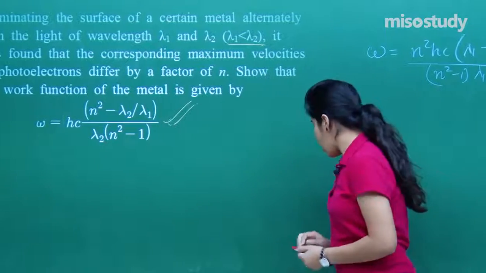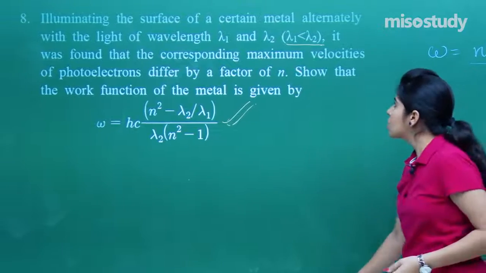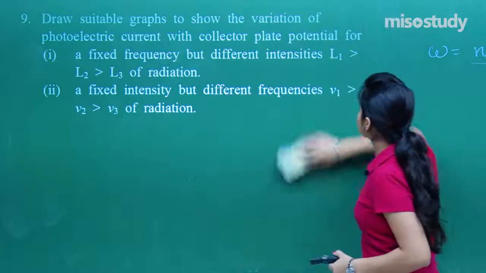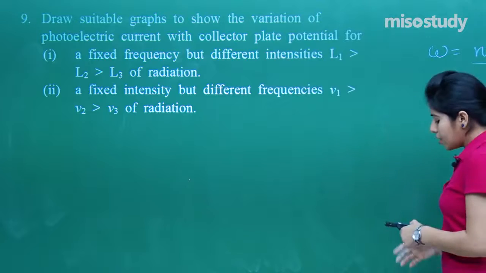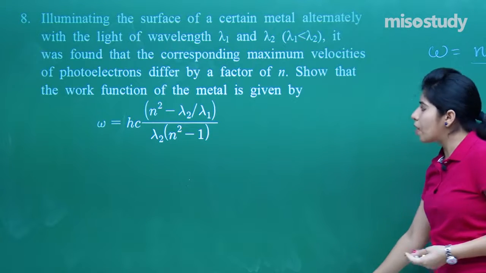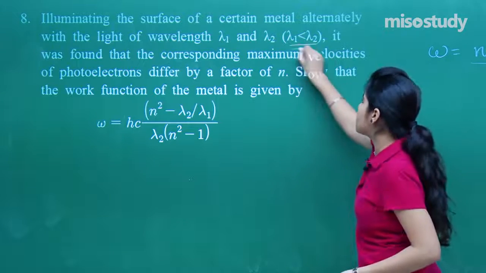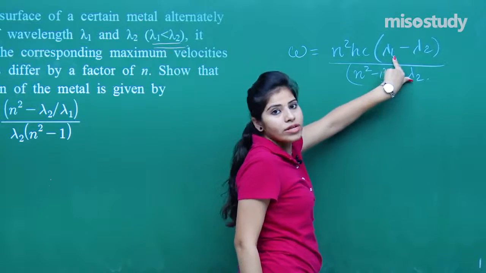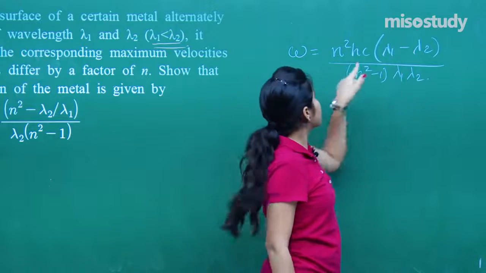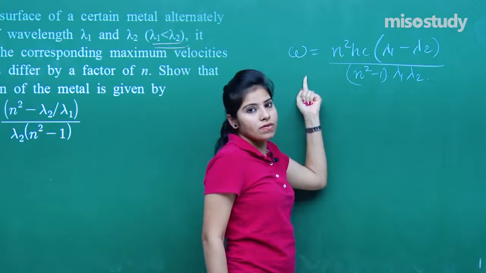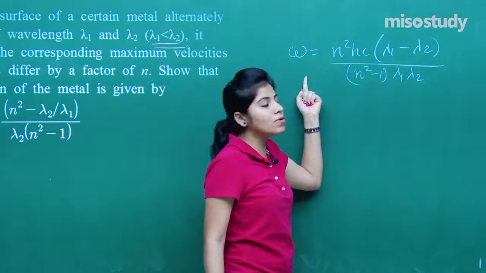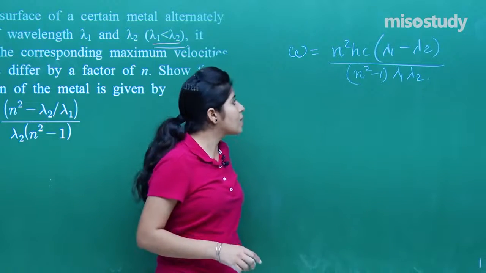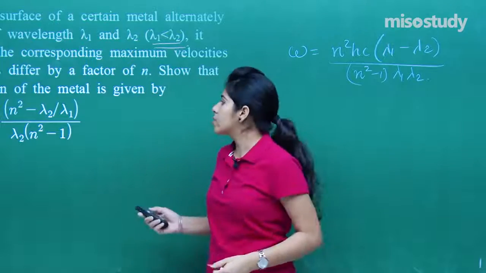Okay. So now come to the next question. In this question we have been given that lambda 1 is less than lambda 2. So lambda 1 minus lambda 2 cannot be correct, because then the work function will come out to be negative, which is not possible. So find the option where you have lambda 2 minus lambda 1.